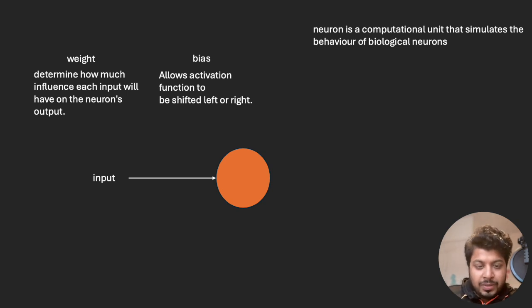For example, suppose I'm giving an input of 10, the weight here is 1, and the bias here is also 1. So what we will do is calculate the x here. x is nothing but the summation of all the inputs to it. Here we have only one input, so it would be 10 into, what is the weight here? 1.